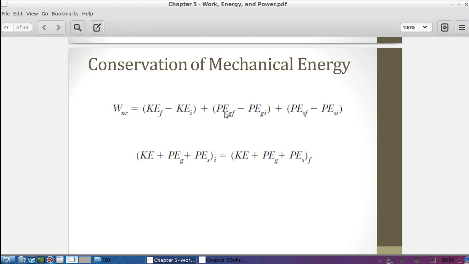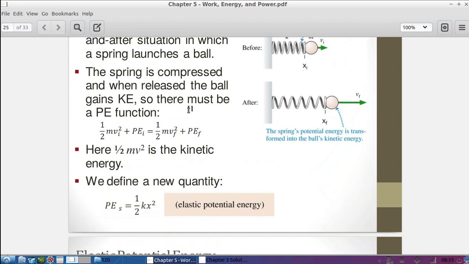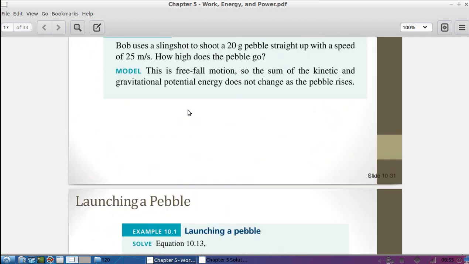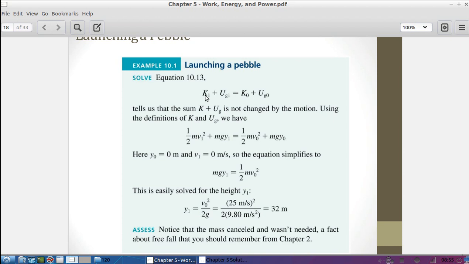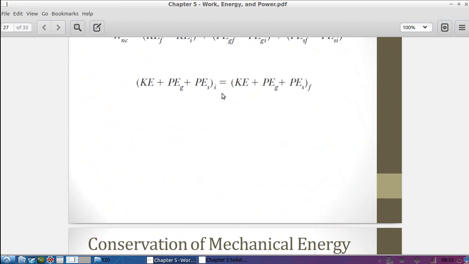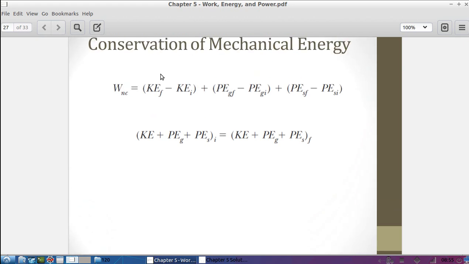Now some textbooks use PE for potential energy and KE for kinetic energy. Some textbooks use K for kinetic and U for potential. So just be comfortable. I personally don't care what variables you use. I like K and U. I think your version of the textbook uses KE and PE. Whichever one you're comfortable with is fine. Just make sure you're consistent, and when I use U, recognize I'm talking about potential energy.